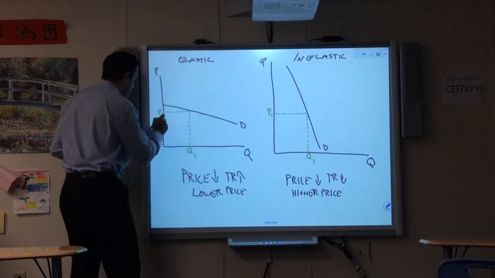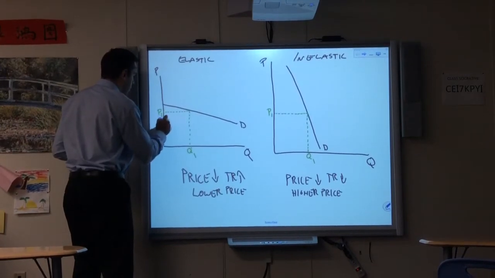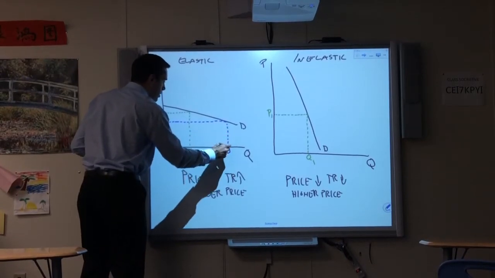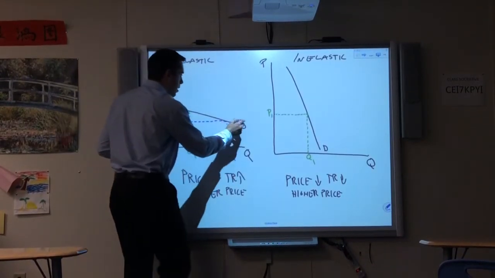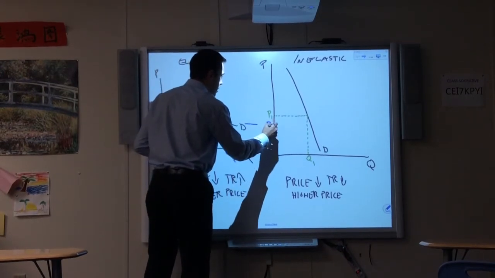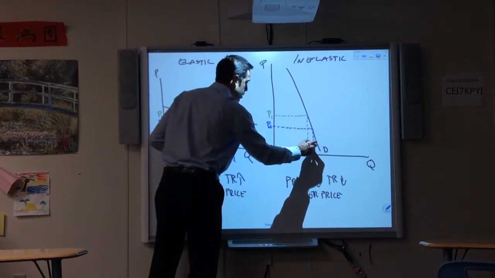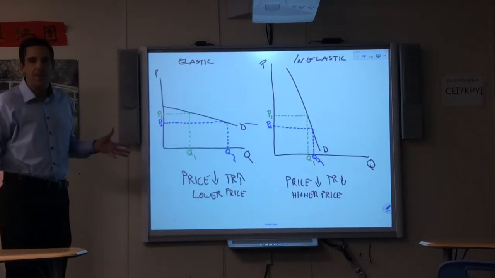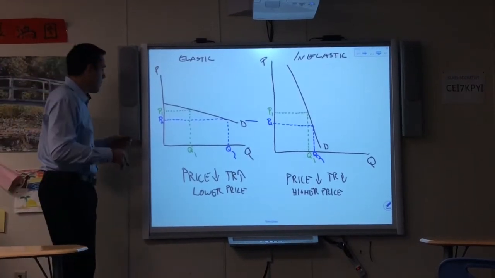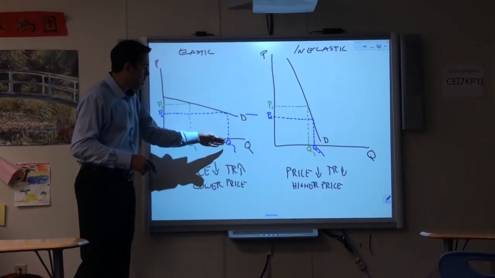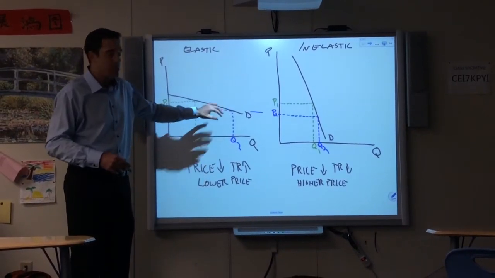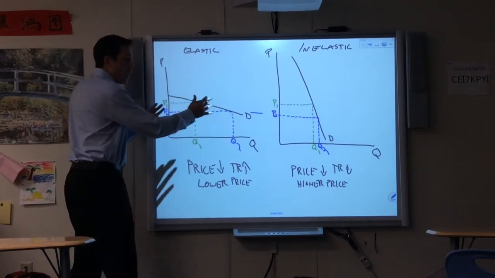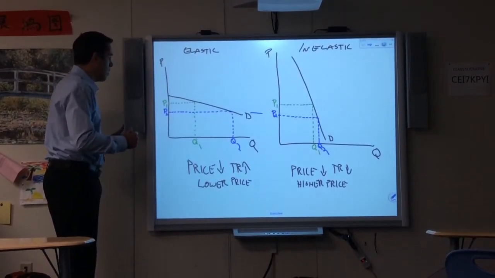So I'm going to drop price just a little bit here to P2 and go all the way across. And I'm going to do the same thing, same price difference here to P2. And we can see that the price change was relatively close in both of them. They're basically the same in both. But there was a much larger change in quantity demanded on the elastic demand curve than on the inelastic demand curve.